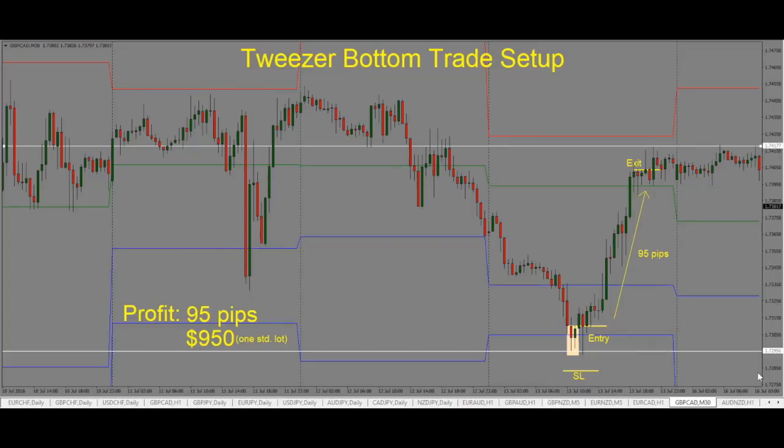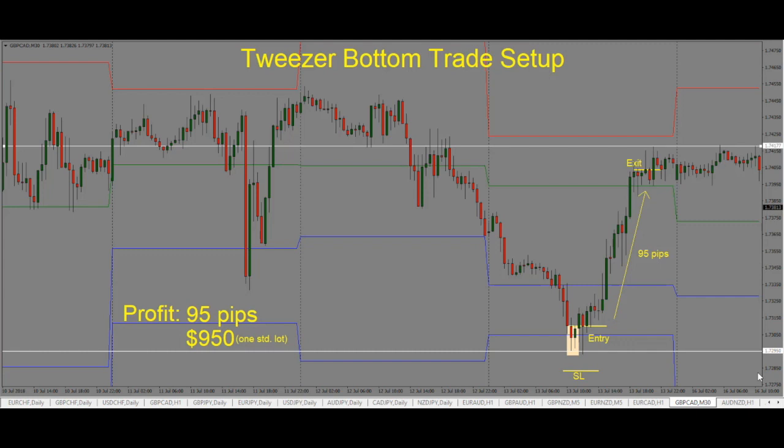Today we'll take a look at a Tweezer Bottom trade setup. A Tweezer Bottom trade setup is a bullish reversal pattern. So we would see the price come into a strong support level, and from here, price is likely to move higher. So let's go on to the charts and we'll take a look at what a Tweezer Bottom trade setup looks like, how to enter the trade, where to place our stop loss, and as always, how to exit the trade with a profit.